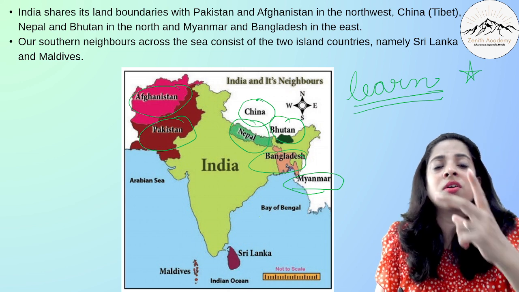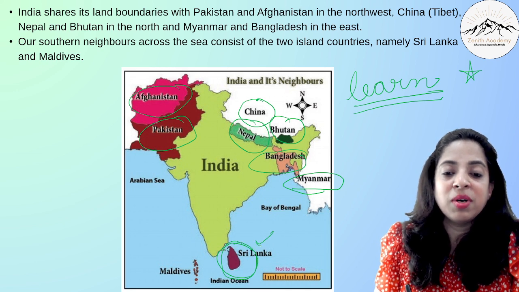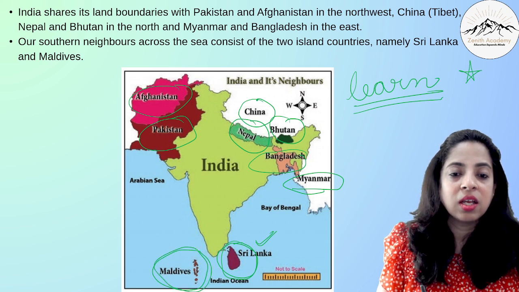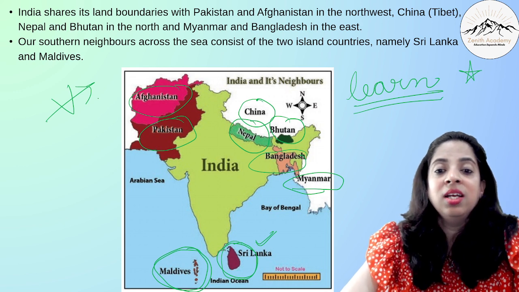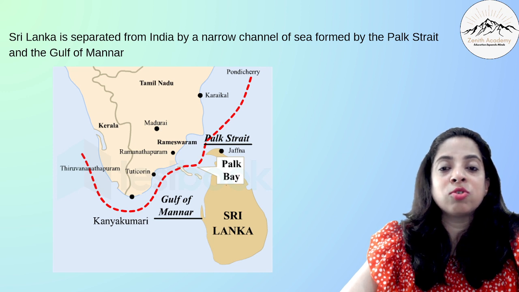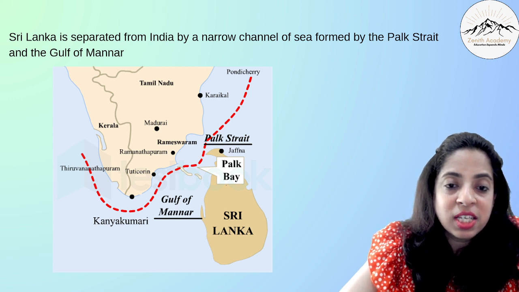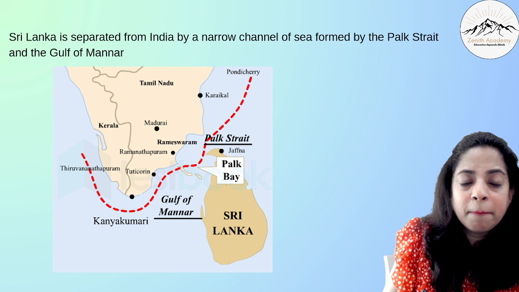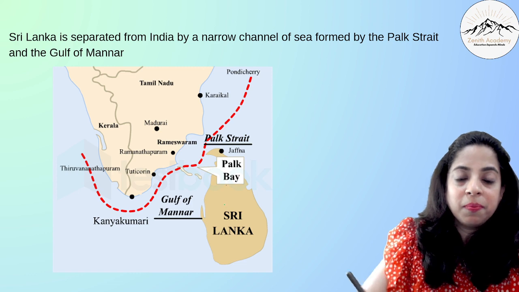across the sea consist of 2 island countries. Now Sri Lanka is our neighbor, southern neighbor across the sea, and Maldives. Okay, this is very important from examination point of view, very important slide. Students, please learn this very well. Now Sri Lanka is separated from India by a narrow channel of sea formed by the Palk Strait and the Gulf of Mannar. Can you see here the Palk Strait and the Gulf of Mannar? Okay, so Sri Lanka is separated from India by a narrow channel of sea.